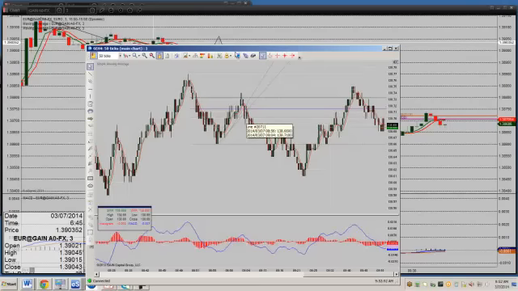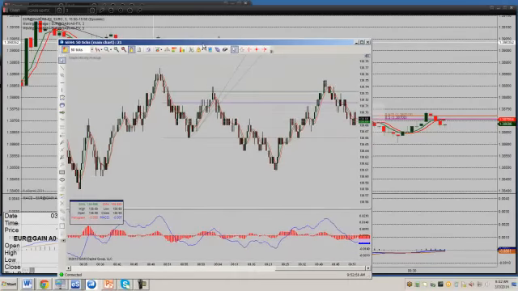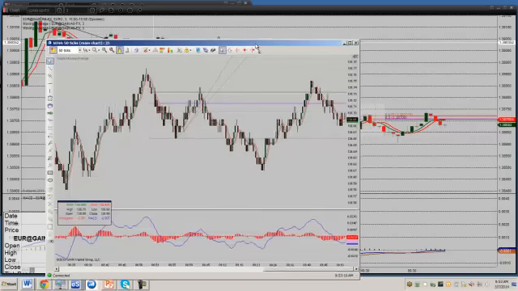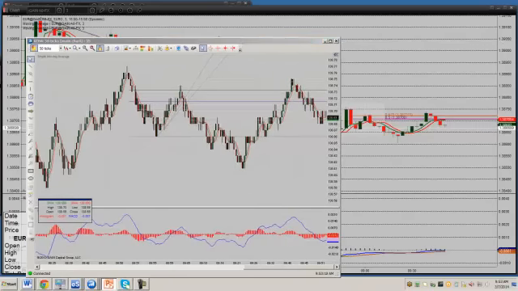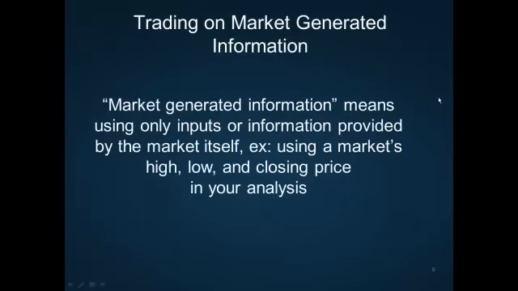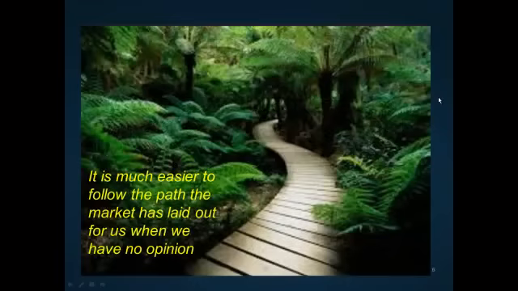Take the signal, keep a modest reward to risk there. Keep a realistic reward to risk. Professionals don't look to make $300 by risking $100. It's more like you make $140, $150 by risking $100. The key is in being patient and waiting for these, what we feel are higher probability setups in line with multiple patterns. And all this comes back to using market-generated information. So that's what we mean when we say it's much easier to follow the path the market has laid out for us when we have no opinion.